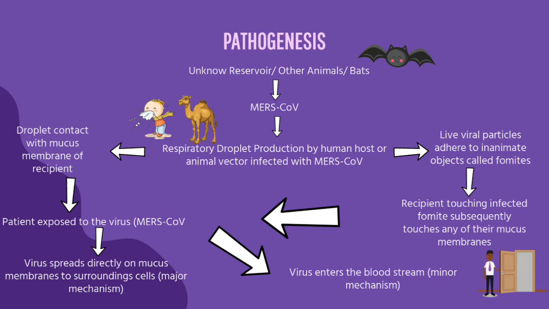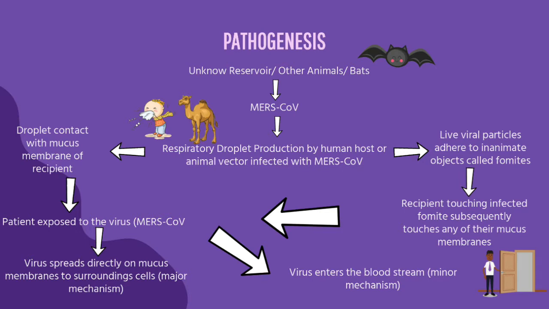The pathogenesis of MERS-CoV: There might be an unknown reservoir in the transmission cycle of MERS-CoV. Bats play a role in the context of MERS-CoV transmission. The virus is transmitted to dromedary camels through an unknown mechanism. The dromedary camels act as amplifying hosts for the virus.